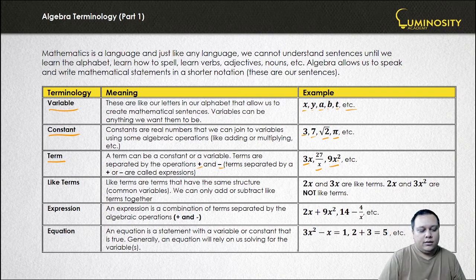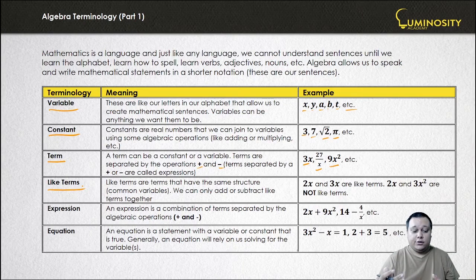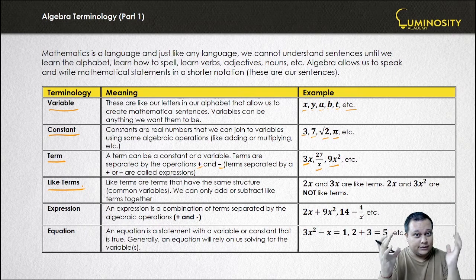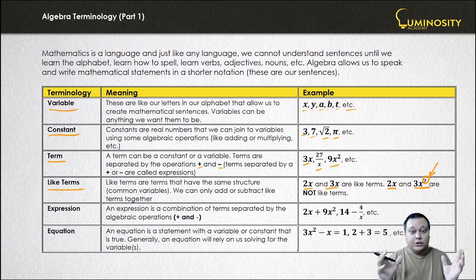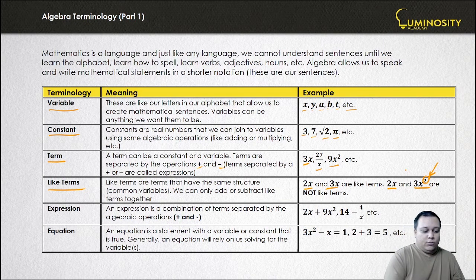All right. What are like terms? Well, like terms are terms that have the same structure. All right, so there are common variables. They must look almost identical. Well, they must look identical, right? And that same structure allows us to then add or subtract those like terms together. So what are some like terms? Well, 2x and 3x are like terms, but 2x and 3x squared are not like terms because you have that square over there, right? So that means it's a different structure. The one is just an x by itself, and the other one is an x squared, which is a different variable.